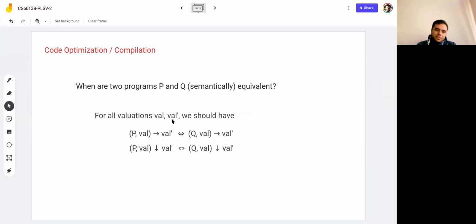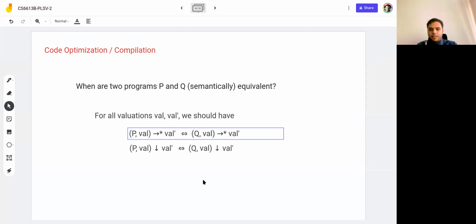And this is something that I really intended to do. And the reason for this is that it also captures the cases where the programs do not terminate. So based on this definition, if P does not terminate, then Q cannot terminate either, and vice versa. And of course, I've forgotten the stars. So let's put the star there. And you can also define it in terms of big step semantics.